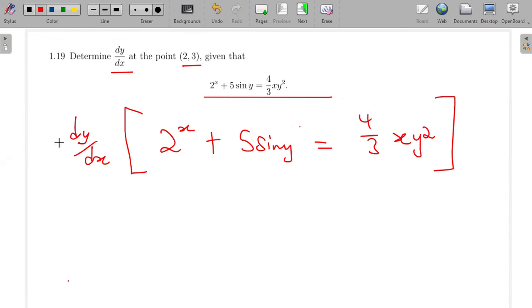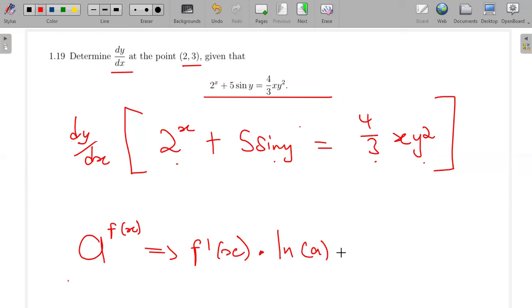I'm going to apply this dy dx to each and every term there. So what's the derivative of an exponential function? If I have an exponential function, maybe a to the power of a function of x, then its derivative is: I first differentiate the power, find the derivative of the power, and then I multiply by ln of the base, which is just a. And then I multiply by the same function like this. So this is the rule that we apply when we are differentiating an exponential function.